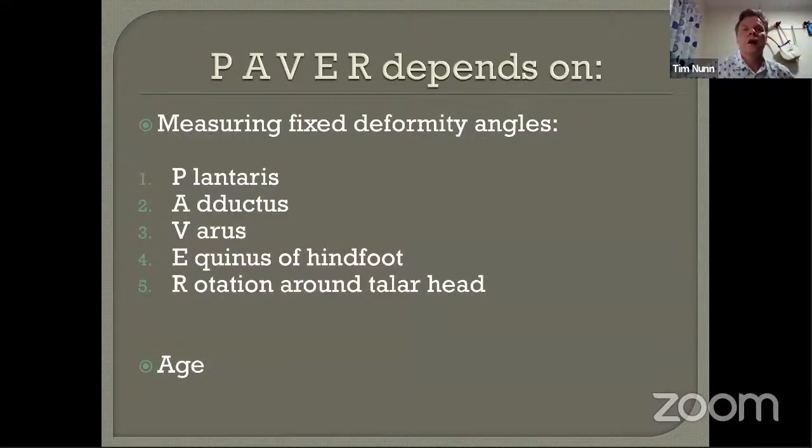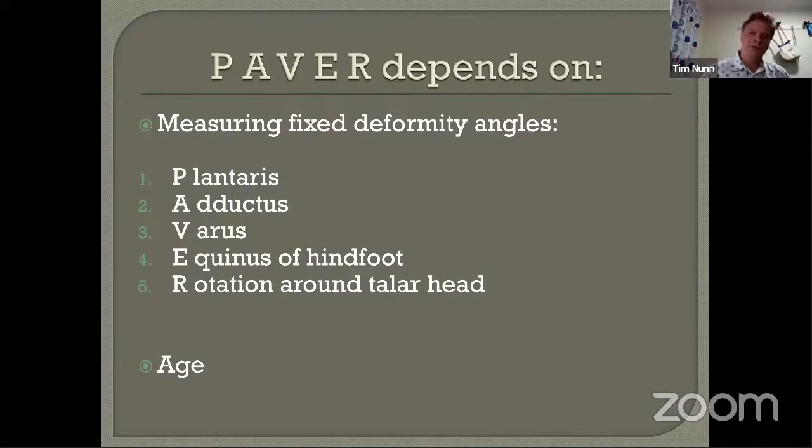Our scoring system that we developed has the acronym PAVER, and it depends upon measuring fixed deformities of these angles below. P is for plantaris, A for adductus, V for varus, E for equinus, which is equinus at the hindfoot, and R for rotation around the talar head. Those elements are then summed and multiplied by an age-related factor to give us the PAVER score.